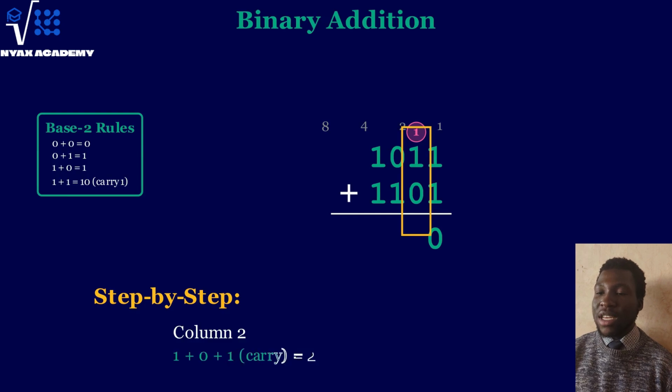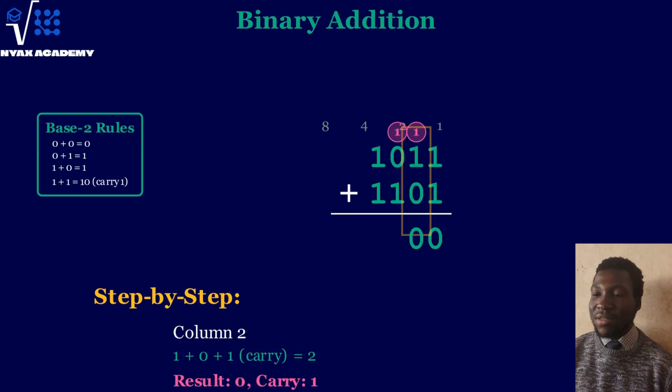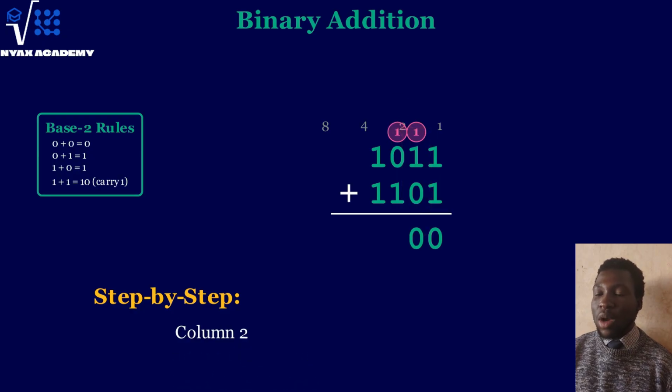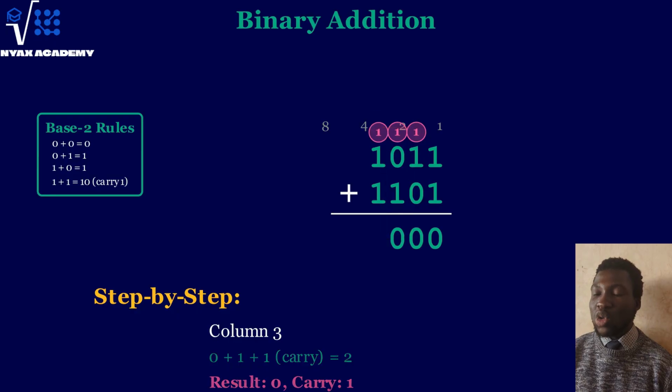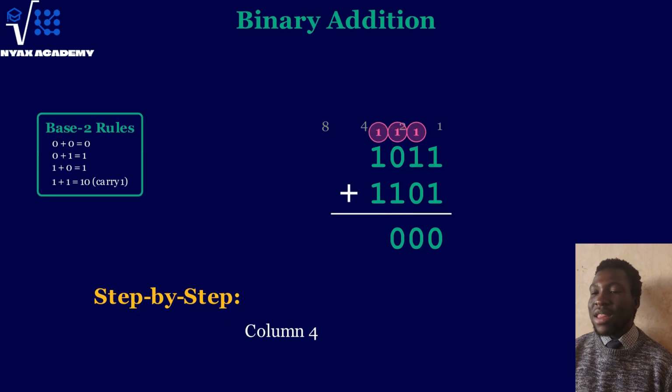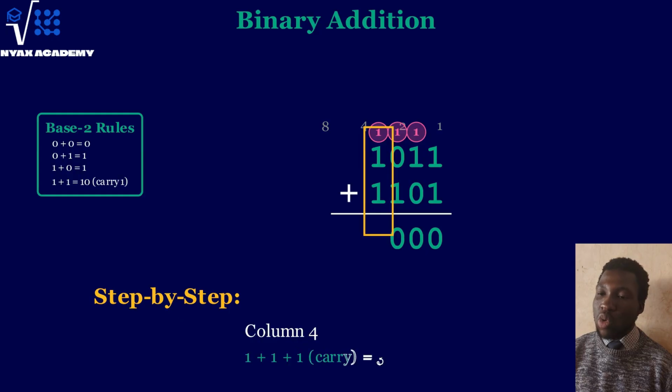Then again for the next column, 1 plus 0 plus 1 we carried, we get 2. We divide by 2, we get 1 remainder 0. We write our remainder and carry our 1. Again 0 plus 1, the carry, we get 2 divided by 2, we get 1 remainder 0. We write our remainder 0. Then we proceed to the next column.